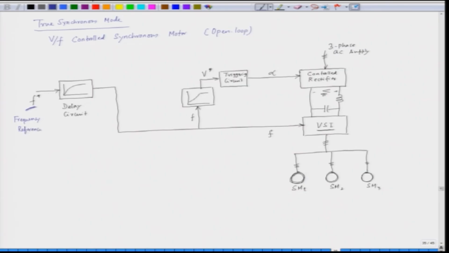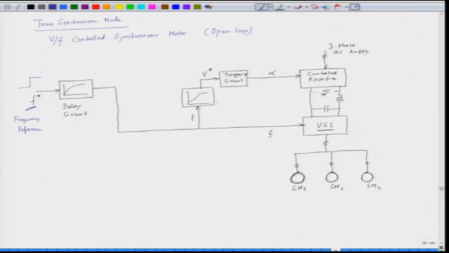For the frequency reference, we can apply a step change, but the step change should not be applied to the motor. So, it is delayed by a delay circuit, and then we have the frequency, and we need to keep the flux constant. As we have in case of an induction motor, the same thing can be applied to the synchronous motor, that we can keep V by F nearly constant up to the base speed. So, this is the V by F function generator. The output of this is the voltage.